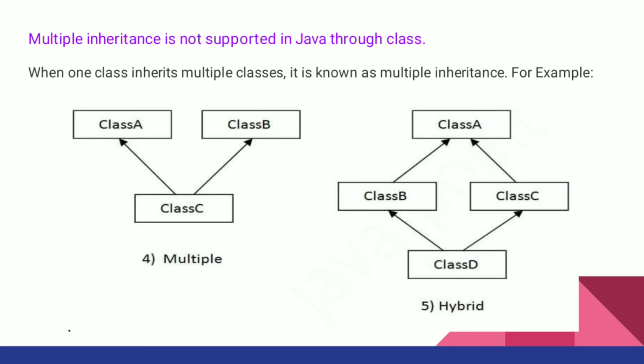Next, multiple inheritance is not supported in Java through classes. When one class inherits multiple classes, it is known as multiple inheritance. For example, class C inherits class A and class C inherits class B. It means class C reuses the properties of class A and class B. Next is hybrid inheritance. Hybrid inheritance means classes A, B, C and D: class B inherits class A, class C inherits class A, and then class D inherits the B and C classes.